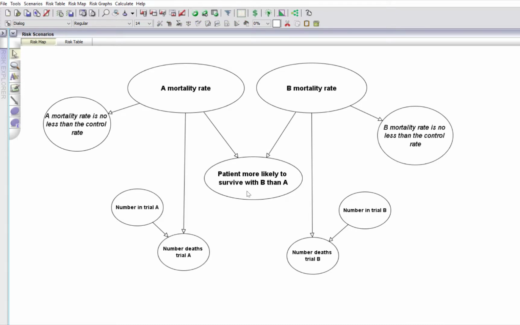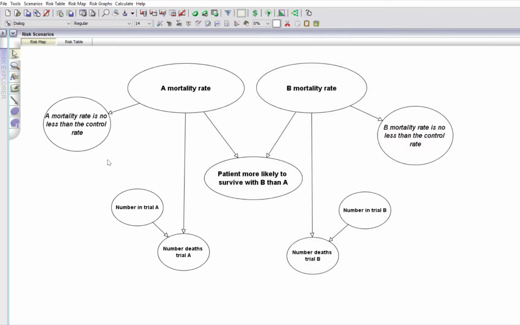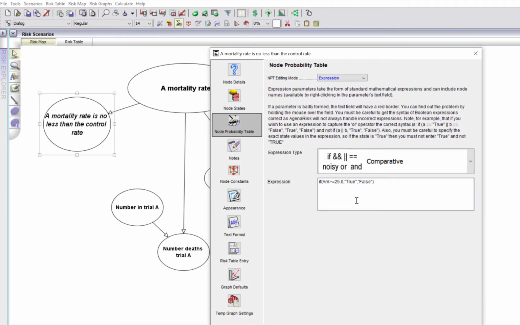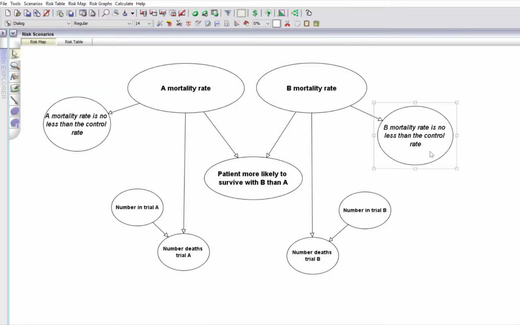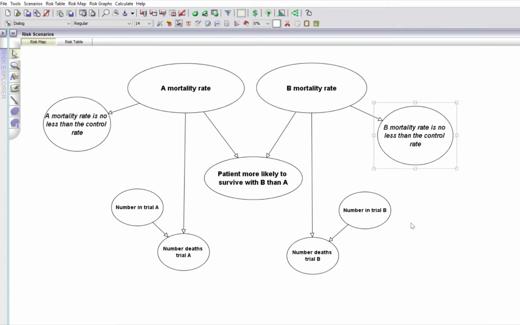How do we find this probability that a patient is more likely to survive with B than with A? Well, it's simply defined as: if the mortality rate for B is less than the mortality rate for A, then true, else false. And what about this one? Mortality rate is no less than the control rate. Well, if the mortality rate is greater than or equal to 25, then true, else false. Same over here for B: if the mortality rate is greater than or equal to 25, true, else false.